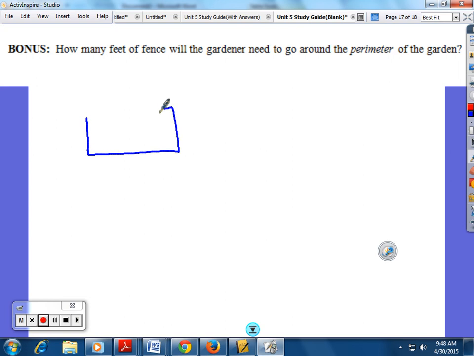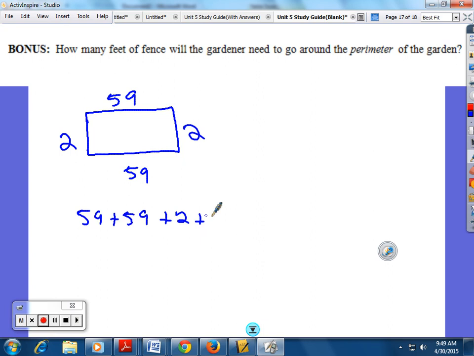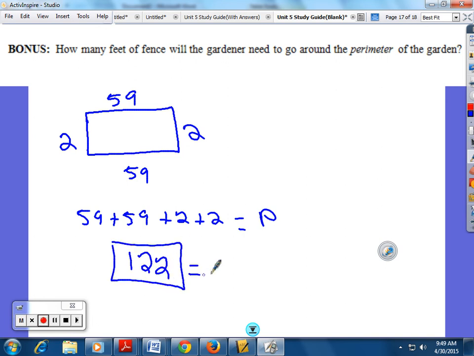If our garden is a rectangle, you find the perimeter of any shape by adding up all the sides. We know the length is 59, we're going to say, and the width is 2. The opposite sides of rectangles are equal, so the opposite 59 side is 59 and the opposite 2 side is 2. To find the perimeter, you just add up all the sides: 59 plus 59 plus 2 plus 2. We add those together and we get 122 for our final answer for our perimeter.